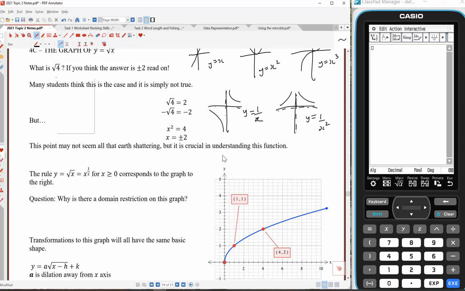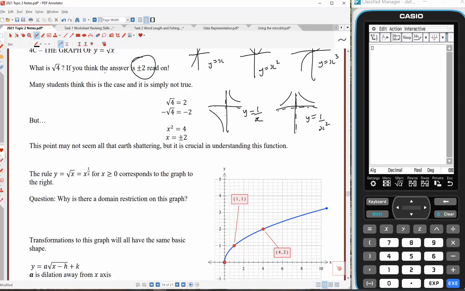So what is the square root of 4? Okay, if you think the answer is plus or minus 2, read on. Many students think that it is the case, but it's simply not true. So the year 7 teacher was right. Okay, the square root of 4 is equal to 2.